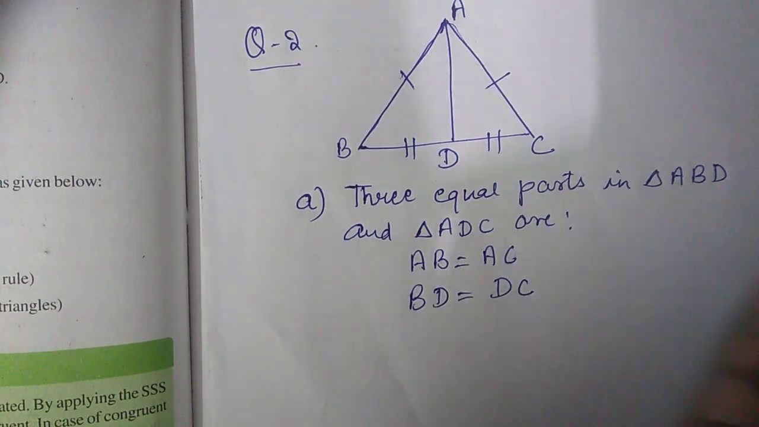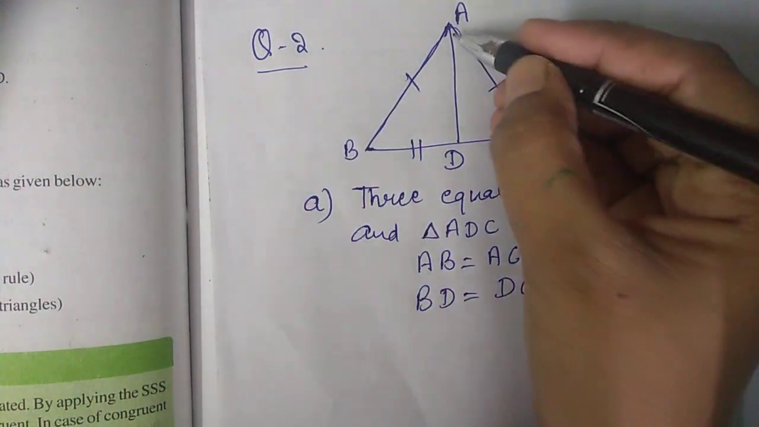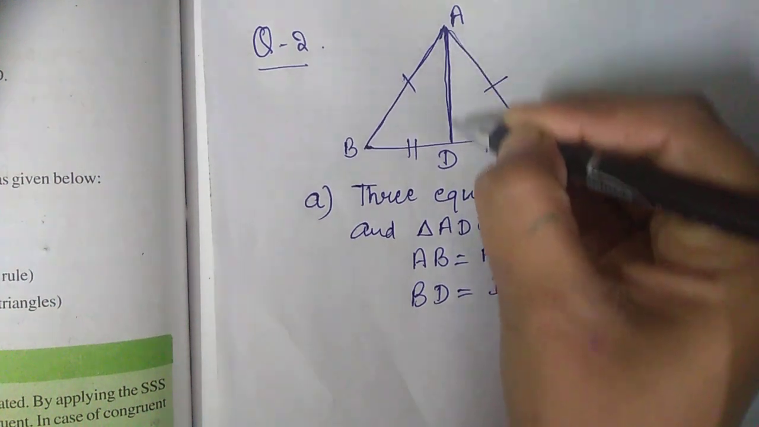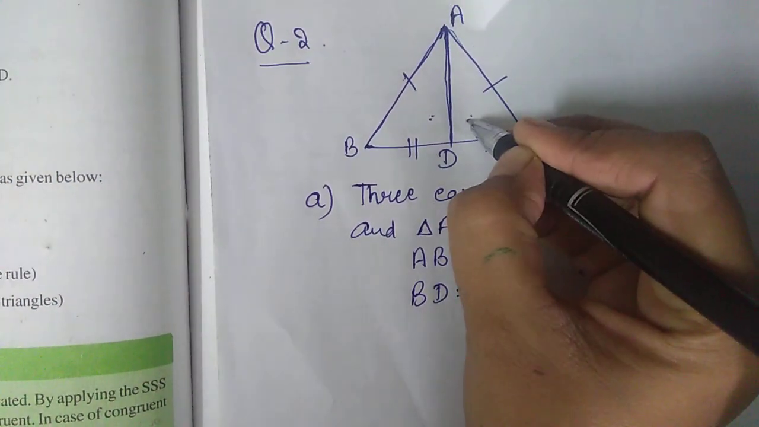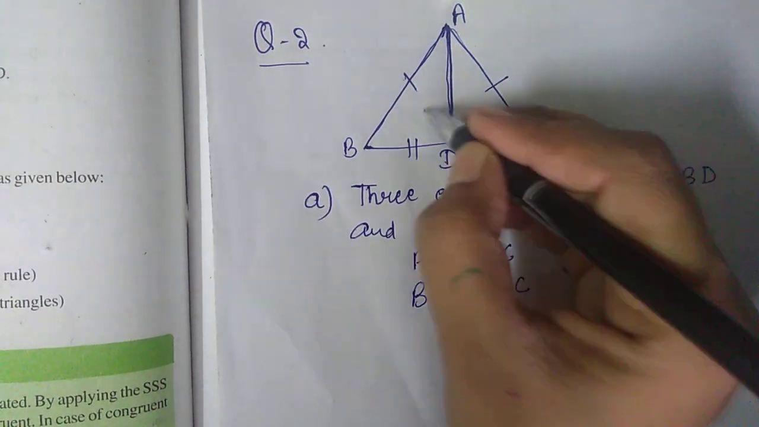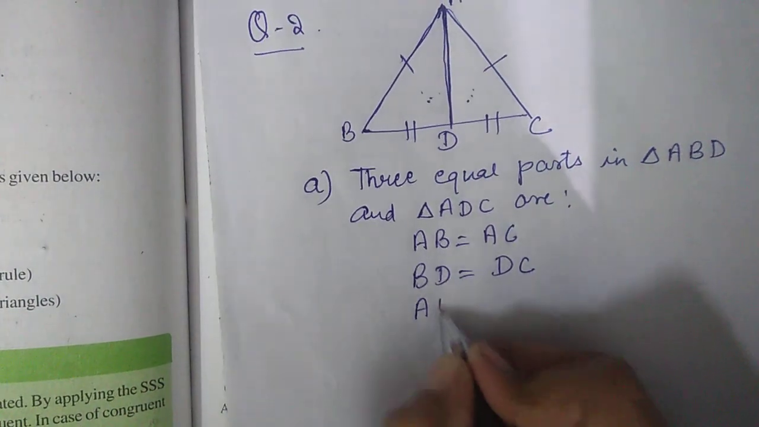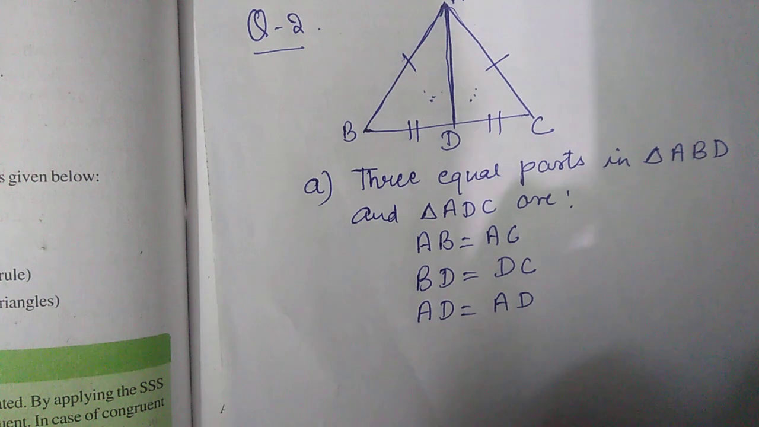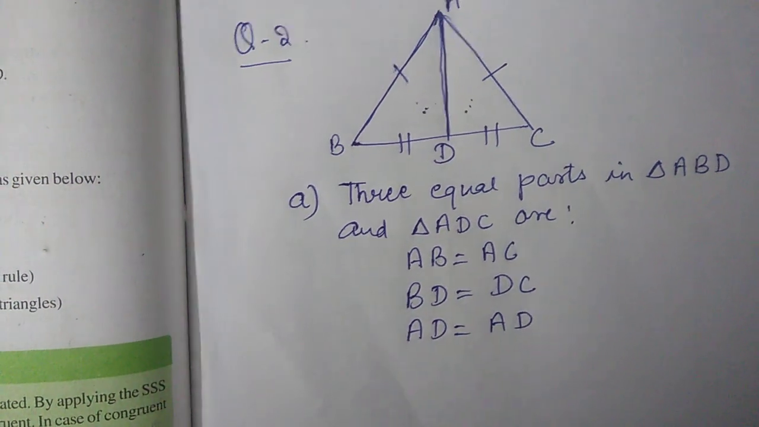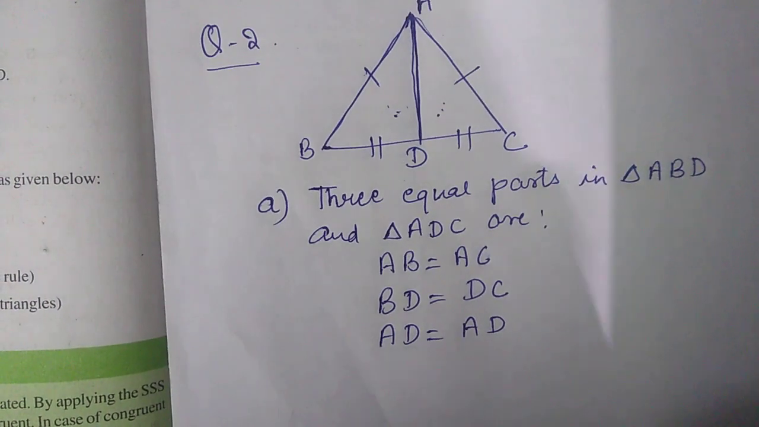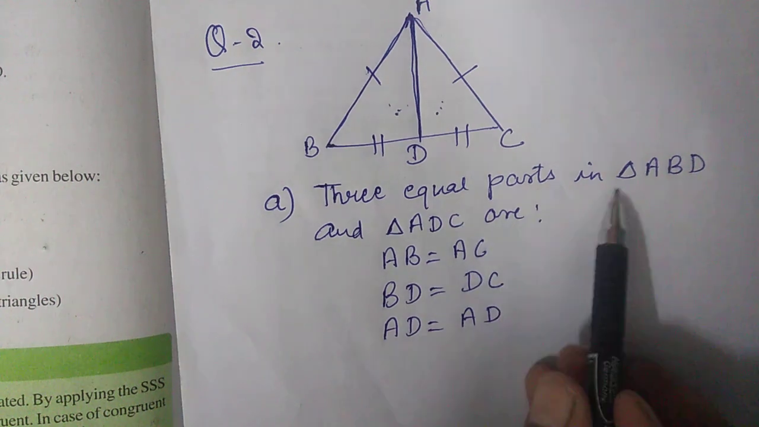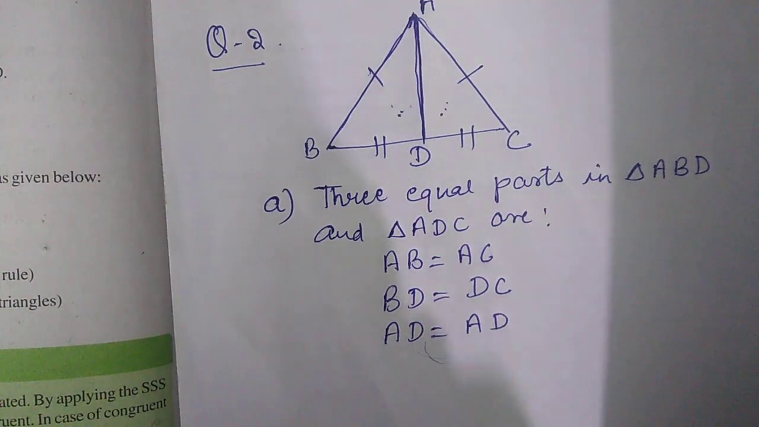So here we have been given the sides, so I am writing the sides. And AD is coming in both the triangles. The side which is common in both, they are always equal. Okay, so I will write AD is equal to AD. So these are the three equal parts. Same way you have to write in your notebook. They are asking what the three equal parts are. So the three equal parts are these three sides.